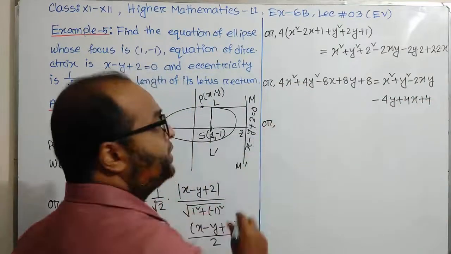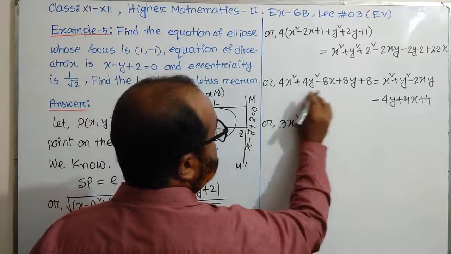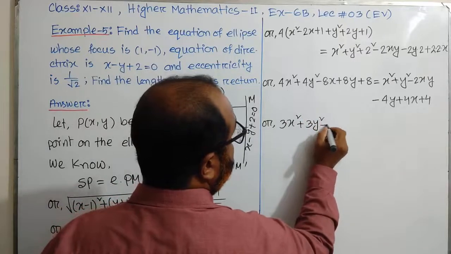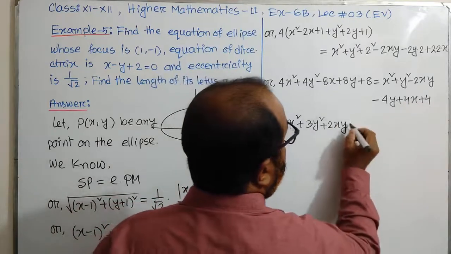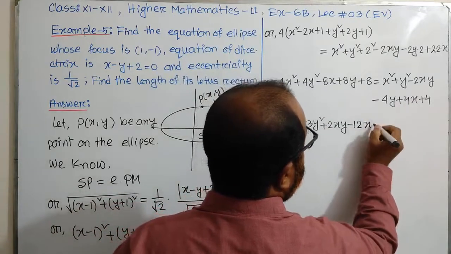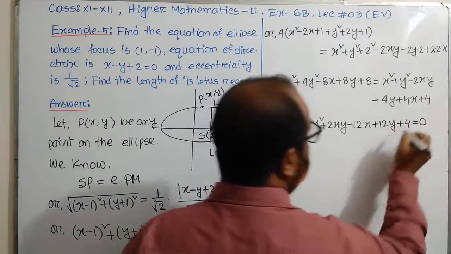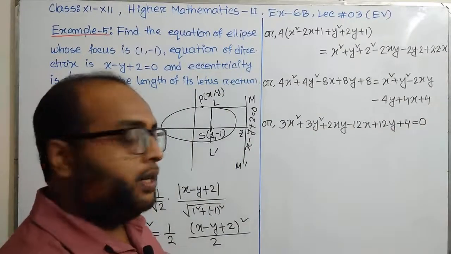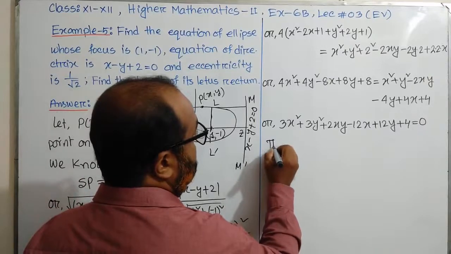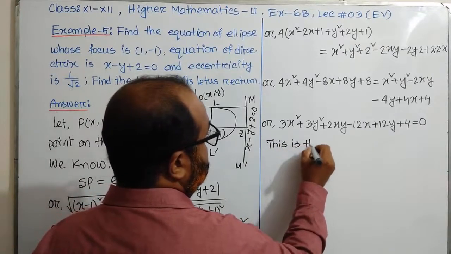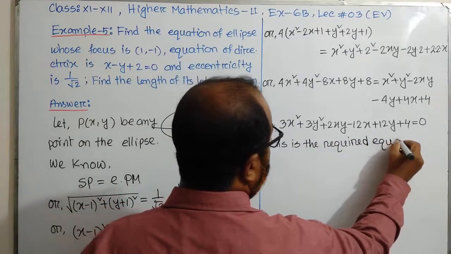After simplifying, we can write 3x square plus 3y square plus 2xy minus 12x plus 12y plus 4, this equal to 0, and this is the required equation of ellipse.